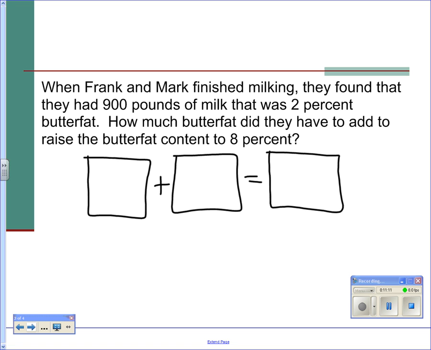Okay, so when they finished milking, they found that they had 900 pounds of milk that was 2% butterfat. How much butterfat do they have to add to raise the butterfat content to 8%? What did we start with? 900 pounds of 2% butterfat. So it is 98% water. I think the other stuff is milk. I don't know, but you can use water. It doesn't matter what the other item is.